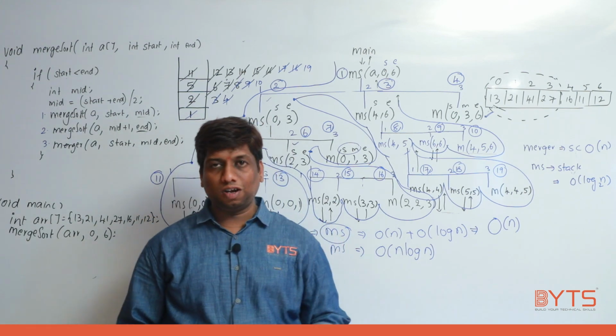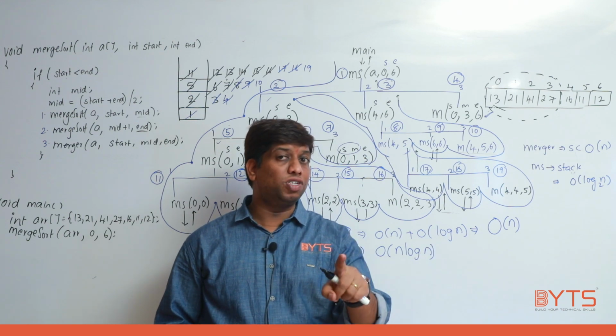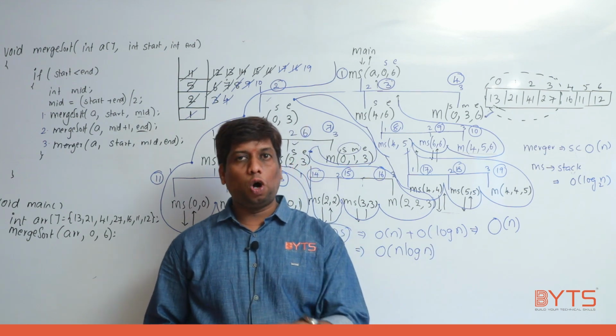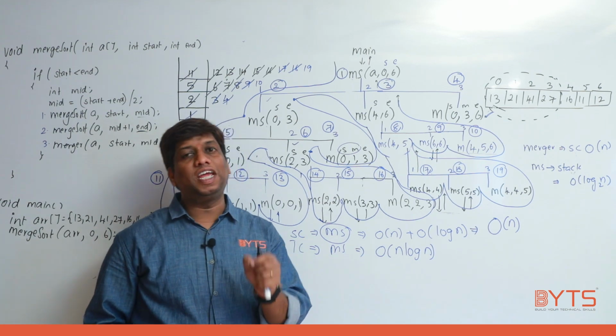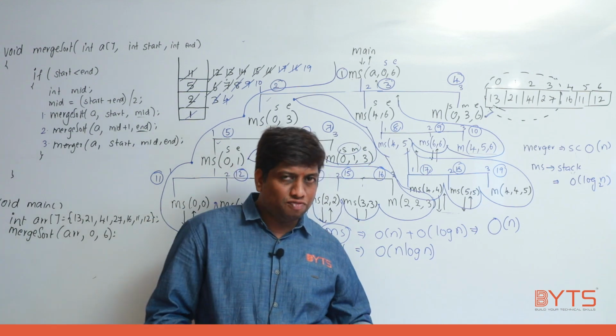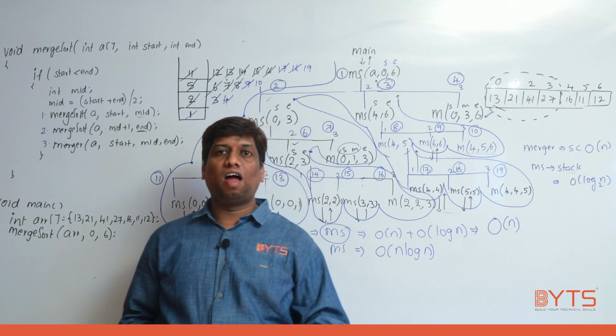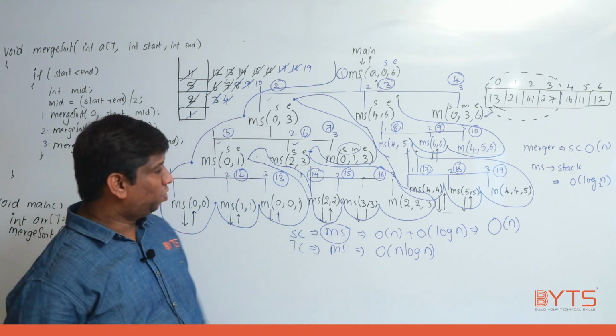But if you take bubble sort, if the array is sorted, how much time is it taking? O of n. But merge sort is always taking n log n. Means the most stable sorting technique is merge sort. Why? Whatever the nature of the array you give to merge sort, it will always give you O of n log n only. I hope this is very clear.